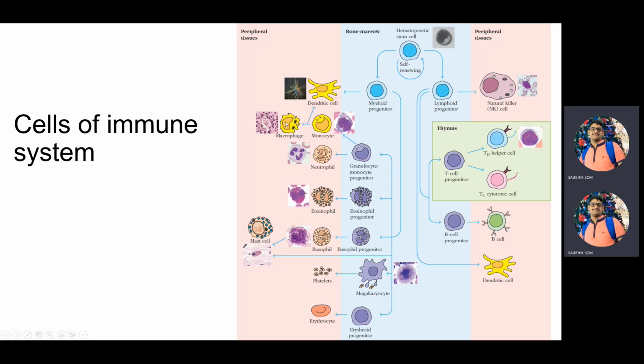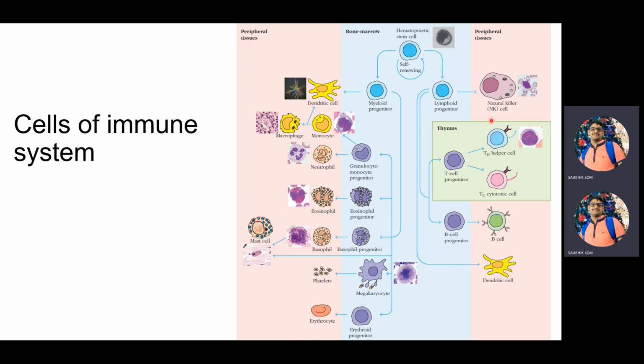Among these, dendritic cells, monocytes, and macrophages are phagocytic cells, and these are also known as antigen presenting cells. There are two types of lymphoid cells: one is the B cell, the other is the T cell. T cells can mainly be of two types: helper T cells and cytotoxic T cells.